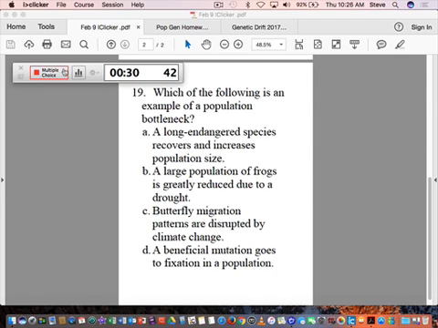This was considered easy by the test makers. Everybody in? Easy, right? What's the answer? B. Yep.